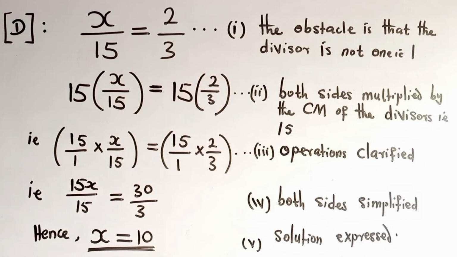And don't forget that what really happened here, in this line IV, is that both sides were simplified. At this point, we are sure that we have used this example to show how we can clear fractions from equations, or how we can make divisors which are not 1 become 1. Later, we shall see that what we have done here is going to lead to an alternative. What is that? Please watch this.